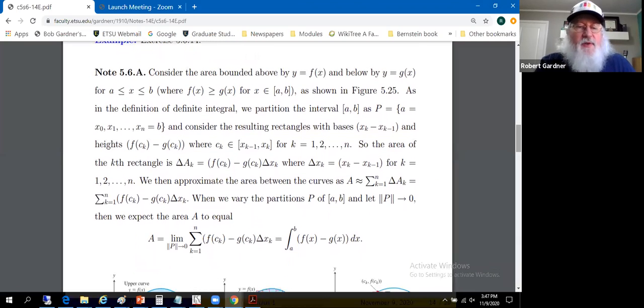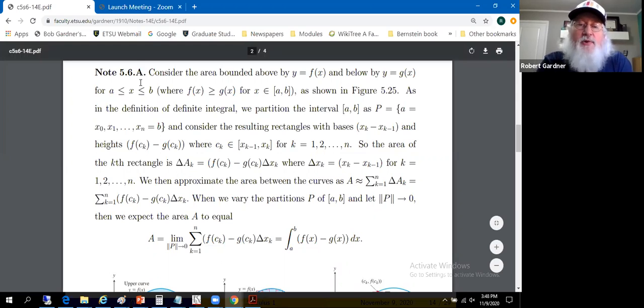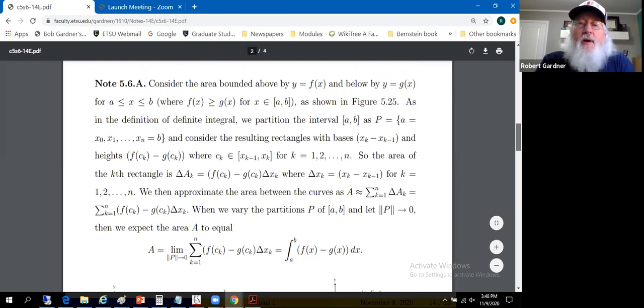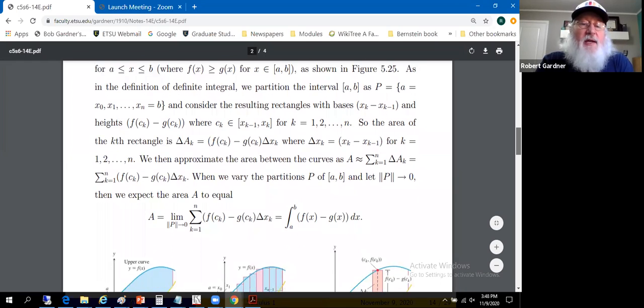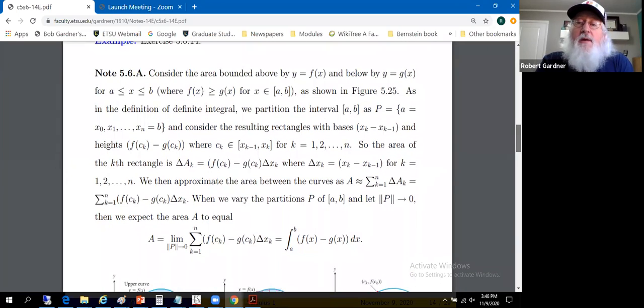Okay, so now we're going to shift gears a little bit and talk about areas between curves. Note 5.6.a, I'd only give it a name if I'm going to refer to it later. Consider an area above a function y equals f of x and below the function y equals g of x, for x between a and b.